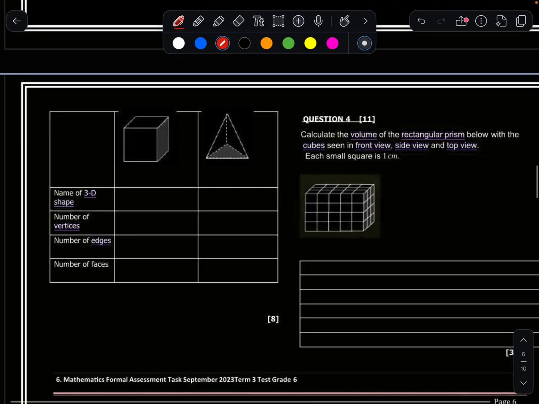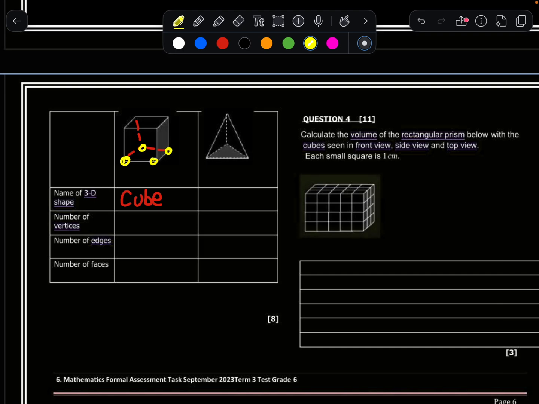Okay, then we need to fill in this table. So what is the name of this 3D shape? This one is a cube. How many vertices does it have? How many corners does it have? So vertices are corners. So it's 1, 2, 3, 4, 5, 6, 7, 8.